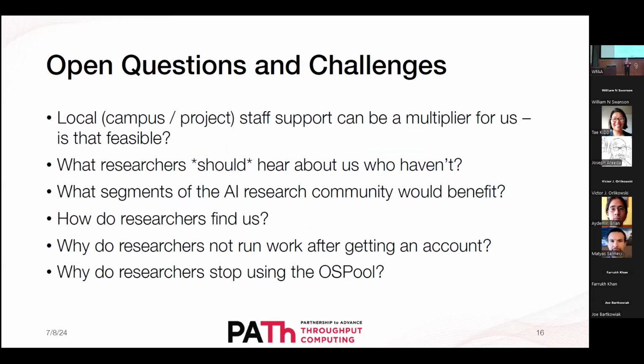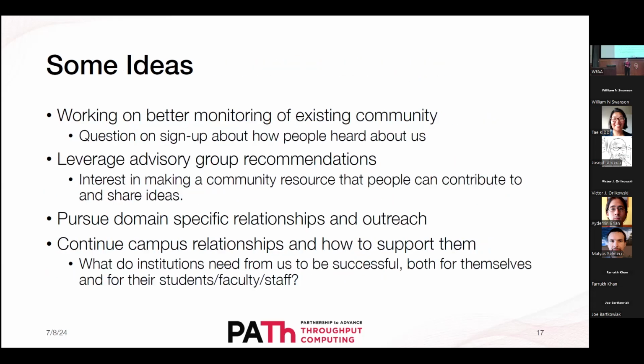Here are just a few questions I came up with. How can we best leverage local campus or project support staff? Is that feasible? What researchers should hear about us that have never heard about us? What segments of the AI research community would benefit from what we have to offer? And about our existing community, how do people find us? Why do they stop using us? Why do they never start? These are all open questions and challenges that I would like to hear what folks here have to say. So please come talk to me or anybody on the facilitation team about how we can address some of these ideas around community building.